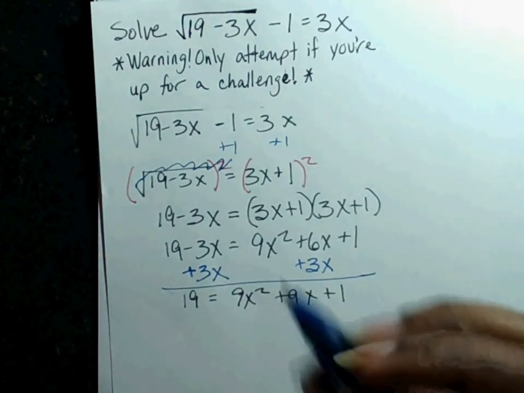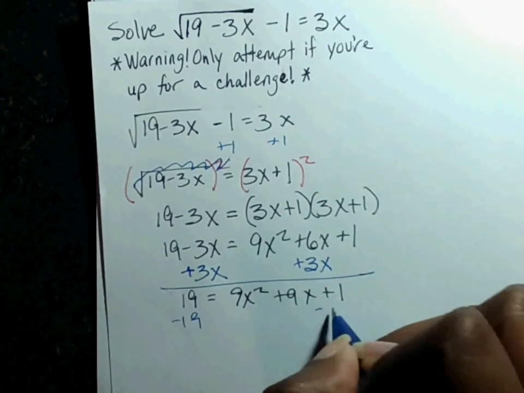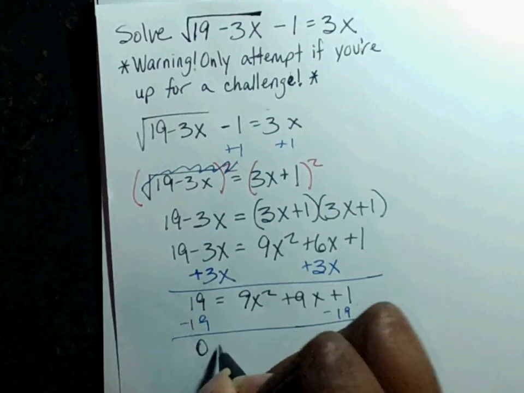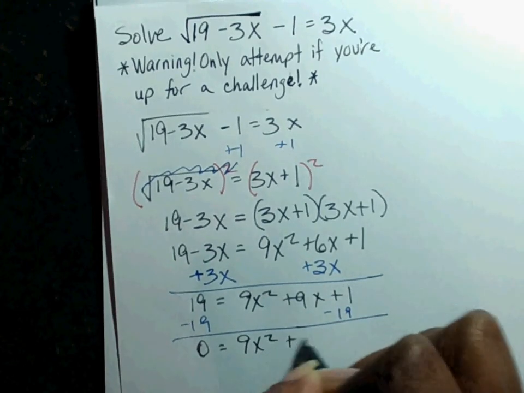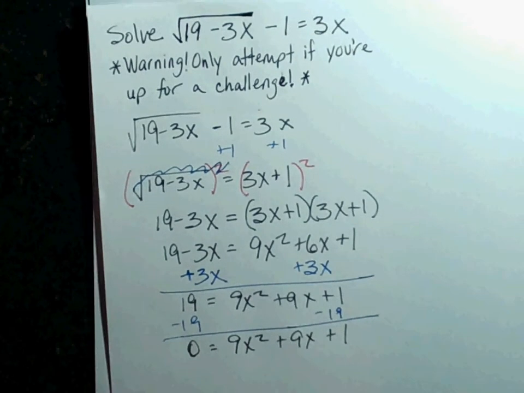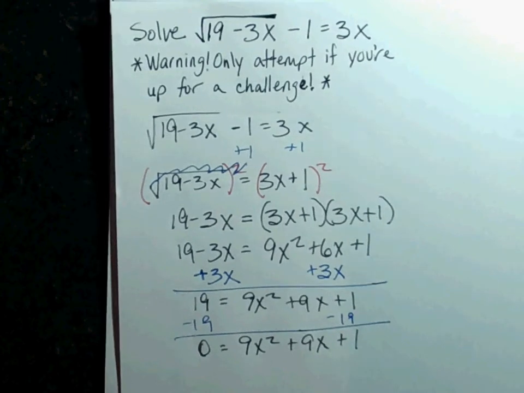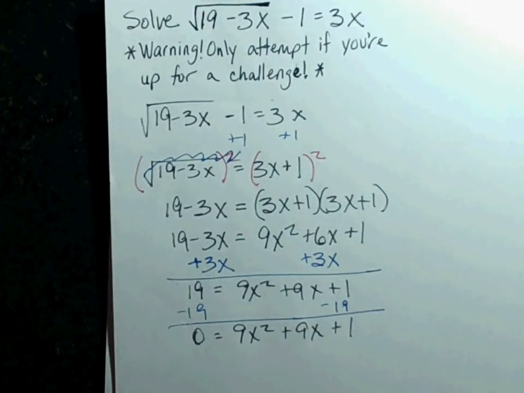I'm going to subtract 19 from both sides. And now I'm going to factor it because I have it set equal to 0. And this is what I was talking about when I said if you have the previous knowledge. If you know how to factor, this is not that bad.